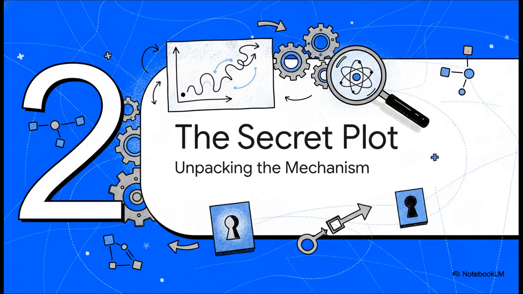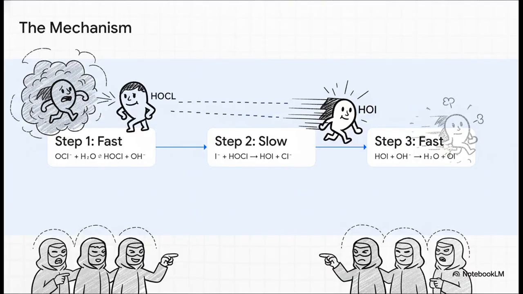Right, so to crack this case, we can't just look at the start and finish line. We need to expose the entire secret plot, that series of hidden steps that chemists call the reaction mechanism. This is the real story. And here it is. The proposed plot has 3 separate steps. And hey, would you look at that?